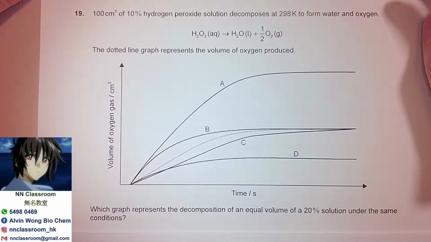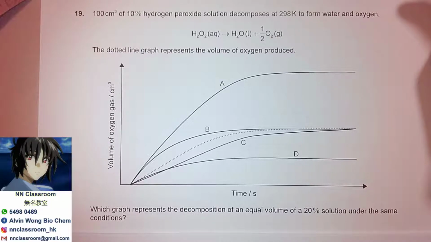Today, I'd like to share with you a past paper question from 2017, time zone 1 in May, question number 19, representing a topic relating to topic 6, kinetics, stuff about the rate of reaction, especially factors affecting the rate of a reaction. Let's see.